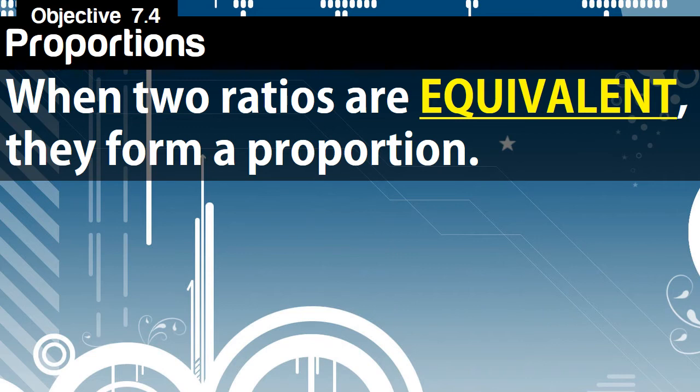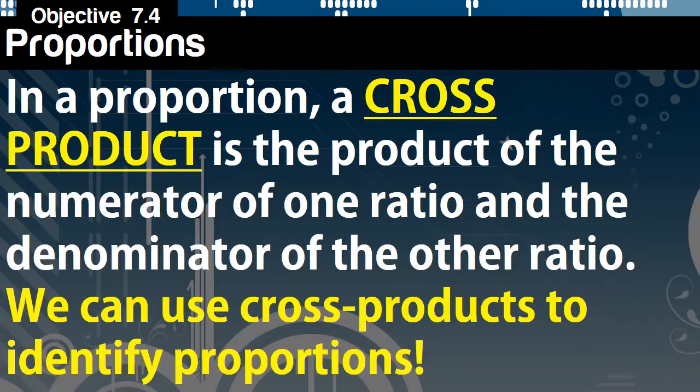So when we have two ratios that are equivalent, they form what we call a proportion. In a proportion, a cross product is the product of the numerator of one ratio and the denominator of another ratio. So we can use this to help us identify if our two ratios are proportional.